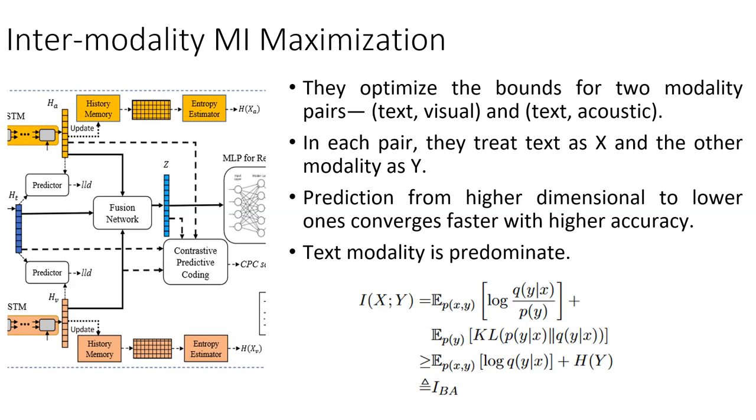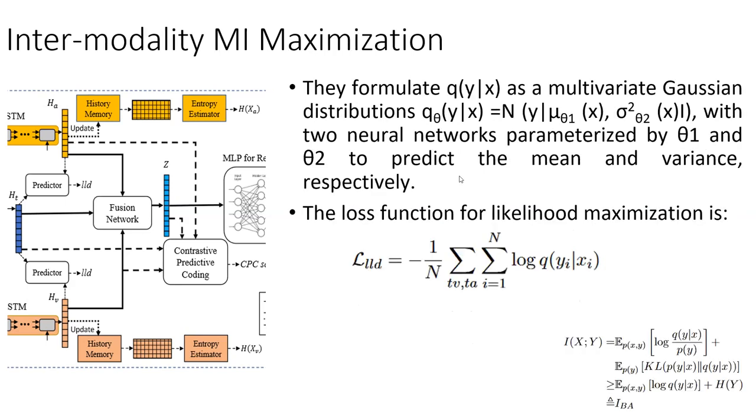because, based on previous studies, the prediction from a higher dimension to a lower one converges faster with higher accuracy, and also the text modality is predominant, which can give more text-related information for the fusion process. In this case, they formulate Q of Y given X as a multivariate Gaussian distribution with two neural networks parameterized by theta 1 and theta 2 to predict the mean and the variance respectively. The loss function is calculated by these equations, where N is the batch size, and TV and TA are the summing of the two pair modalities.